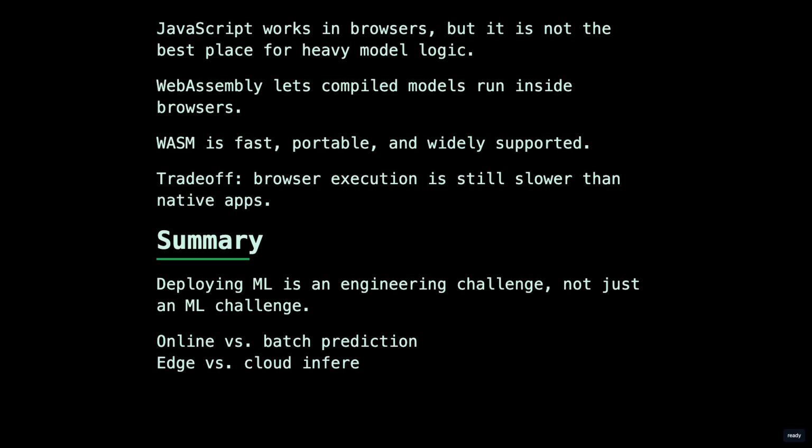Two choices keep coming up: whether predictions happen immediately or in batches, and whether they run on the device or in the cloud. Each choice trades one constraint for another. So the right answer depends on responsiveness, flexibility, and how much delay the system can tolerate.